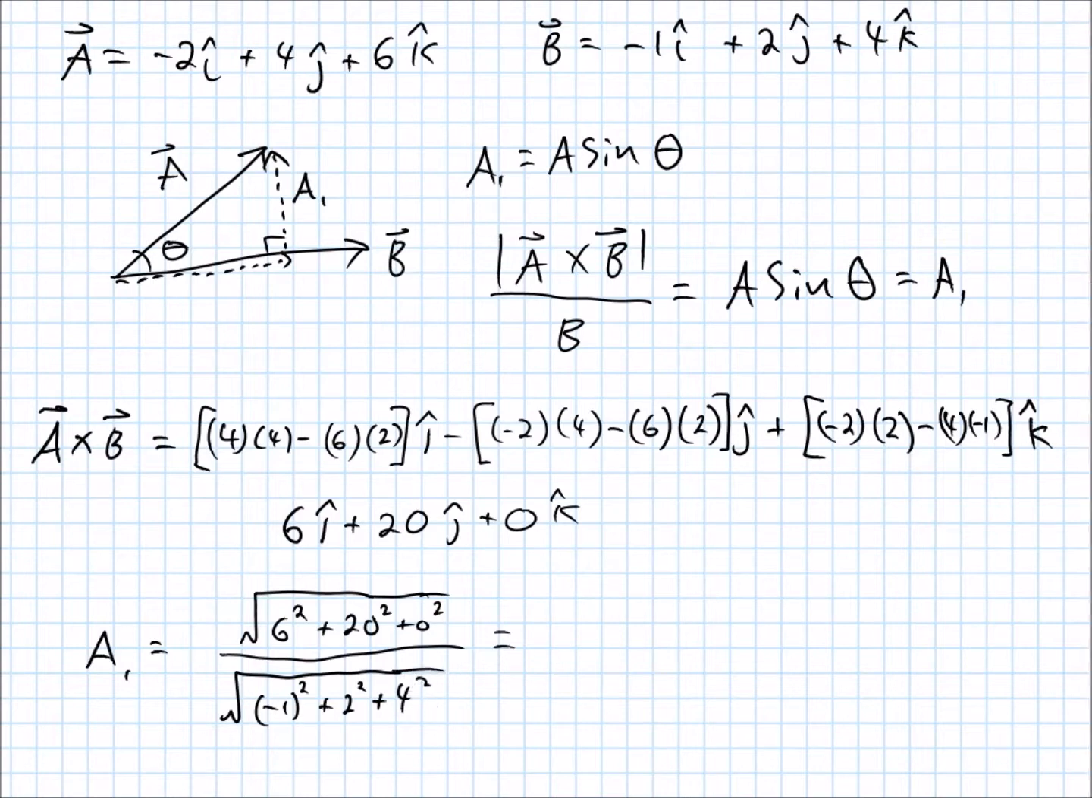Calculating all this, about 4.56. And so that is the component of A that's perpendicular to B. Okay, so there is an application, sort of, of the cross product. Now, we will have physical applications of the cross product, just not yet.